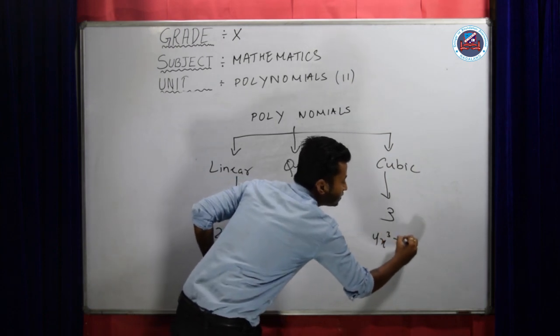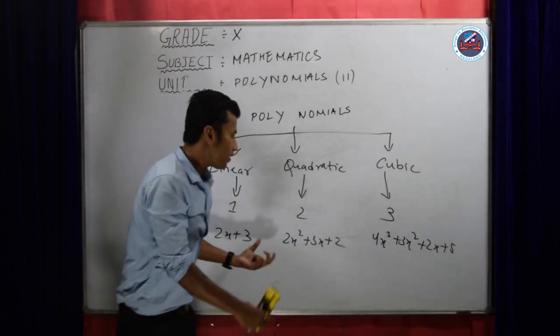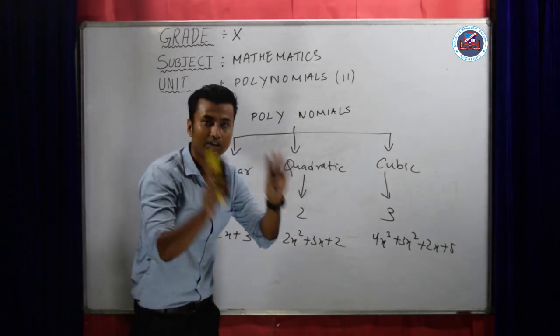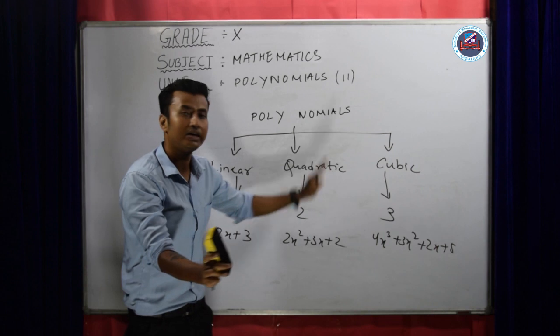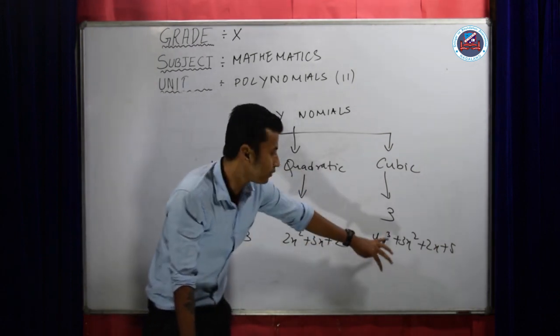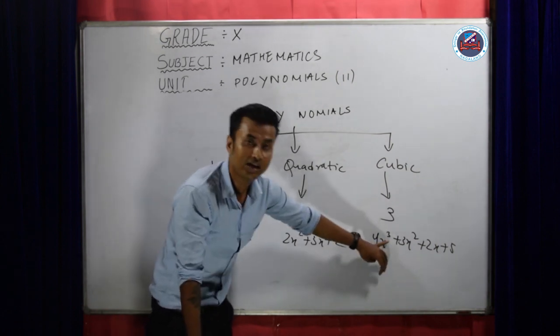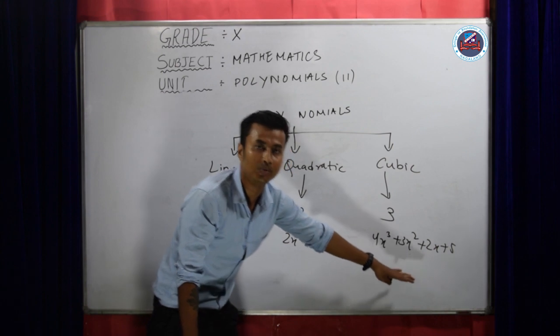4x cube plus 3x square plus 2x plus 5. These are all just random equations I am giving so that your idea about the linear, quadratic and cubic polynomials are clear. Okay guys? So in this cubic polynomial, what is the highest power here? 3. What is the degree here? 3. Hence this is a cubic polynomial.